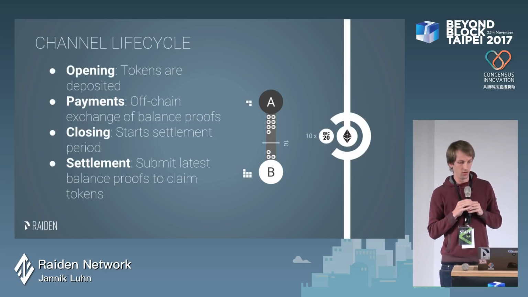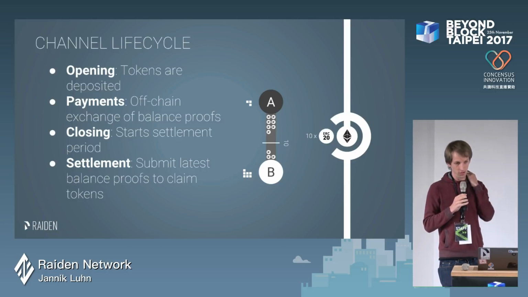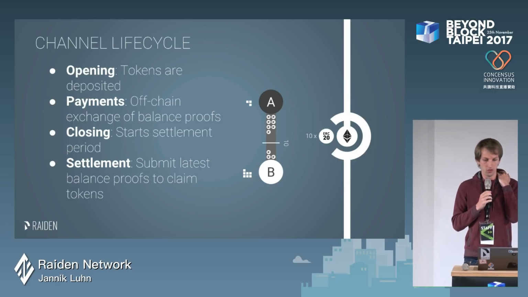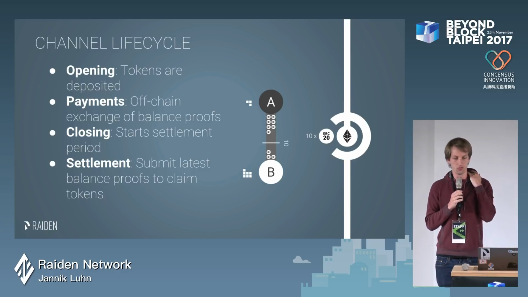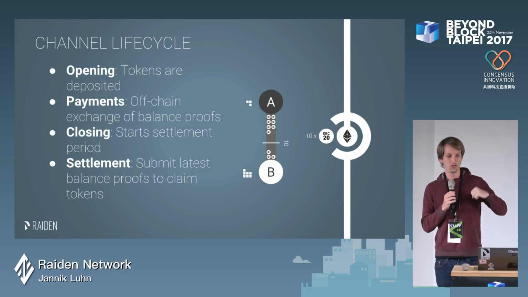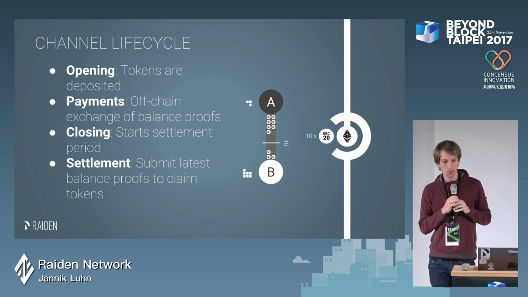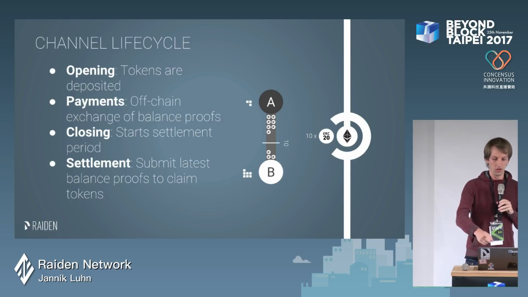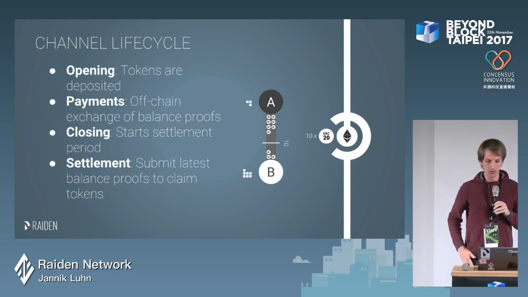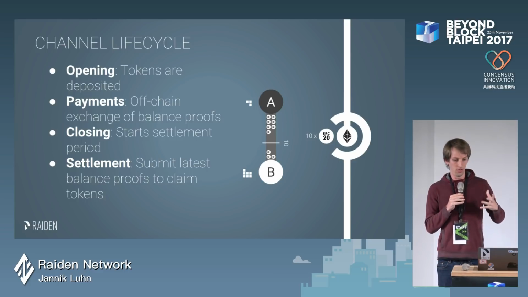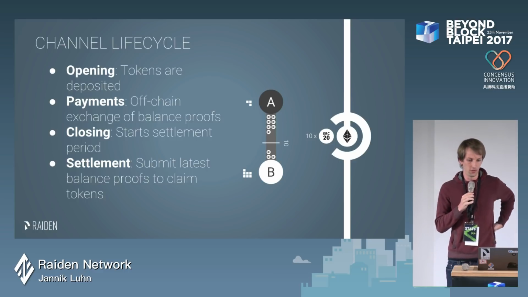Let's look at it in a bit more detail, how a payment channel works. First, we need to open the channel, and for that we need to lock tokens on the blockchain. So this is an on-chain transaction. We have to start with an on-chain transaction. And in this case, for example, we have Bob who deposited 3 tokens, and we have Alice who deposited 7 tokens. And then, after that, the actual life of the channel starts.